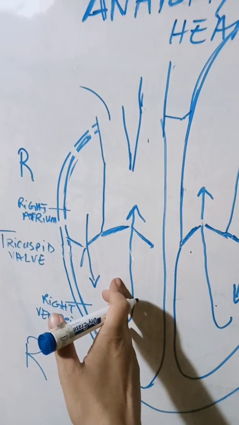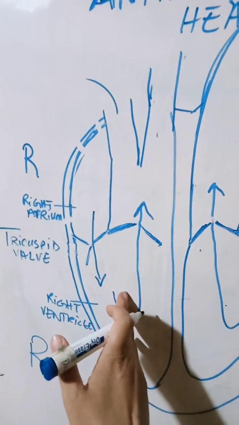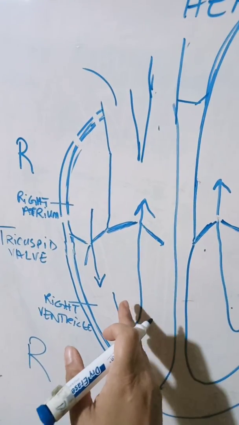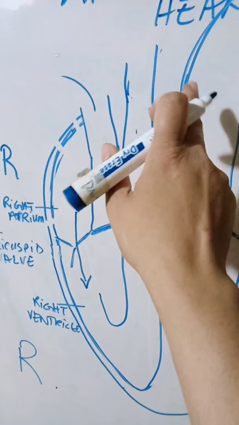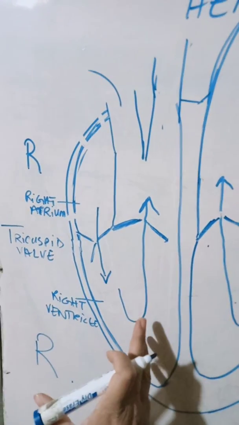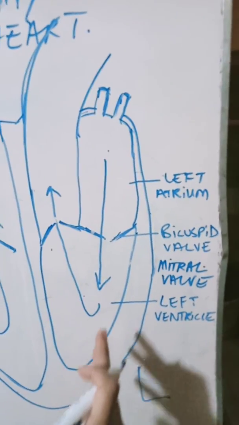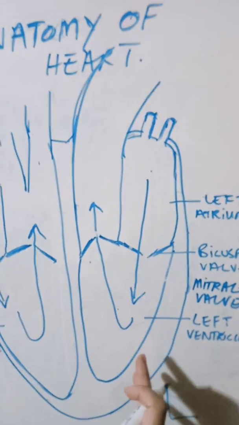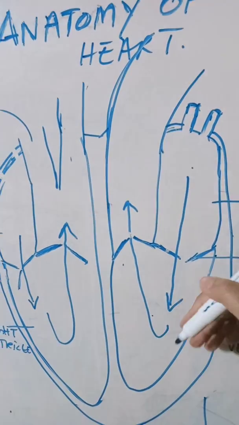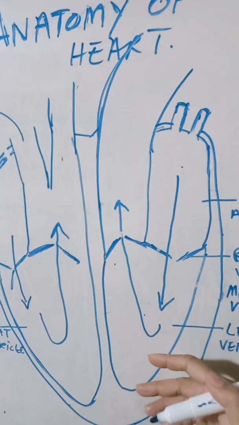Why lung pump? Because this portion is responsible for the collection of blood and allowing the blood to go into the lungs for purification. So this right side of the heart is also known as the lung pump, and this left side of the heart is also called the body pump. Body pump means why? Because this side of the heart is responsible to supply blood throughout the body. Fine.